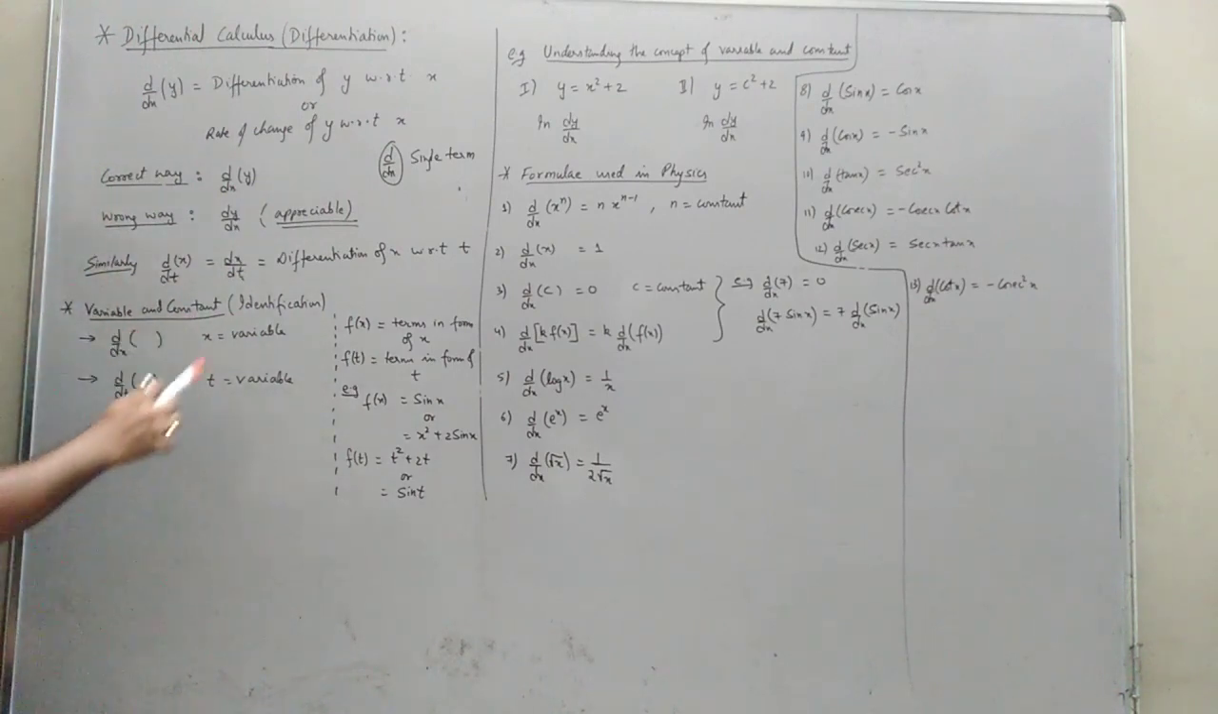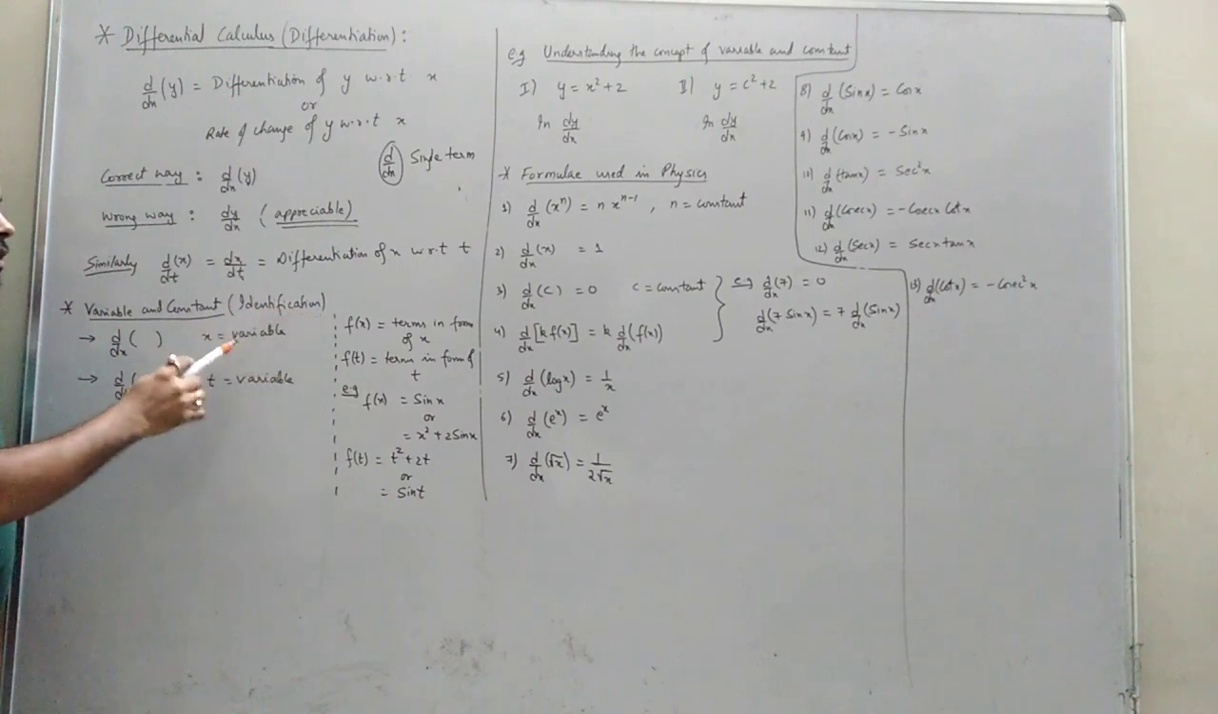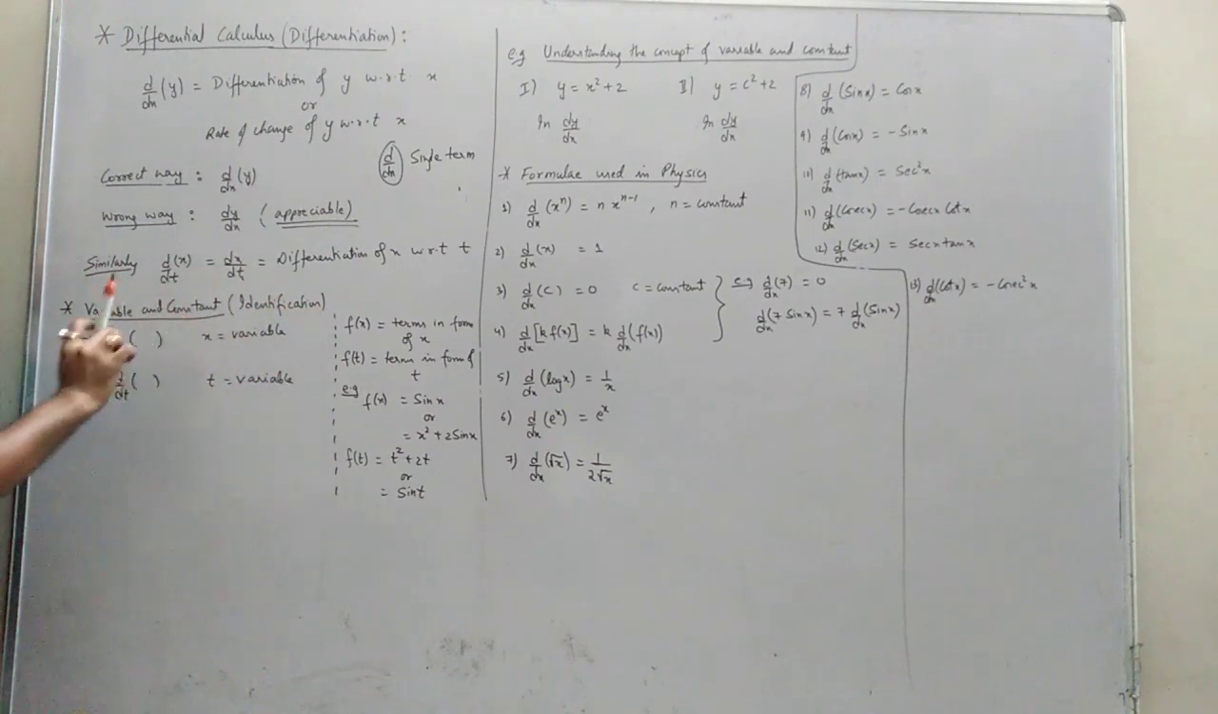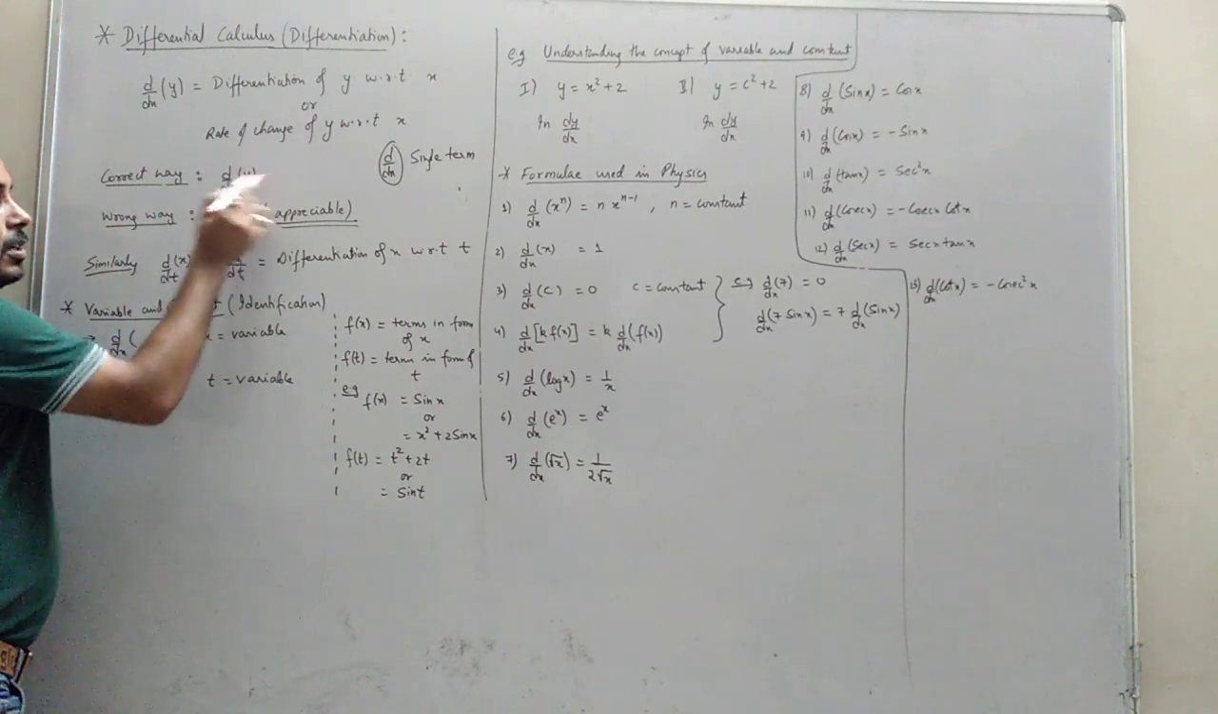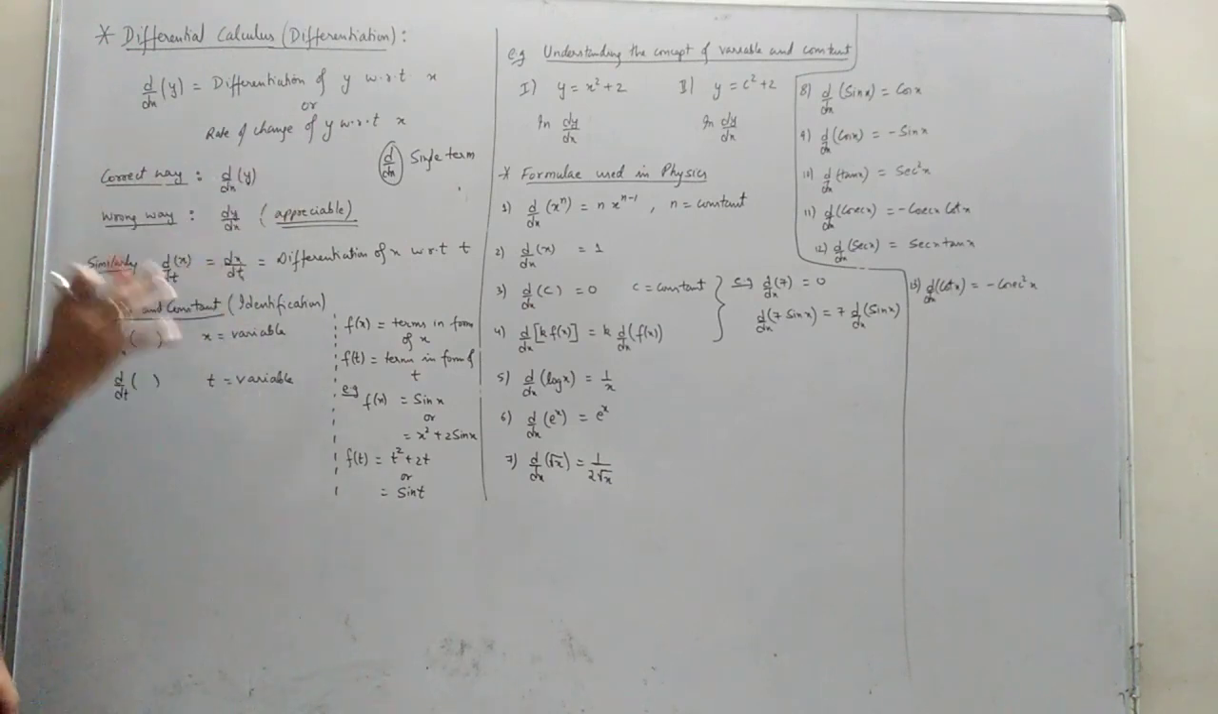Now whenever you do differentiation, you have to be very precise in understanding the variable and constant. We need to understand how to identify them. That is called identification of variable and constant. From the term, whatever is written in it, what is the variable and what is the constant. If you fail to understand that part, then physics is a wonder of the world for you.